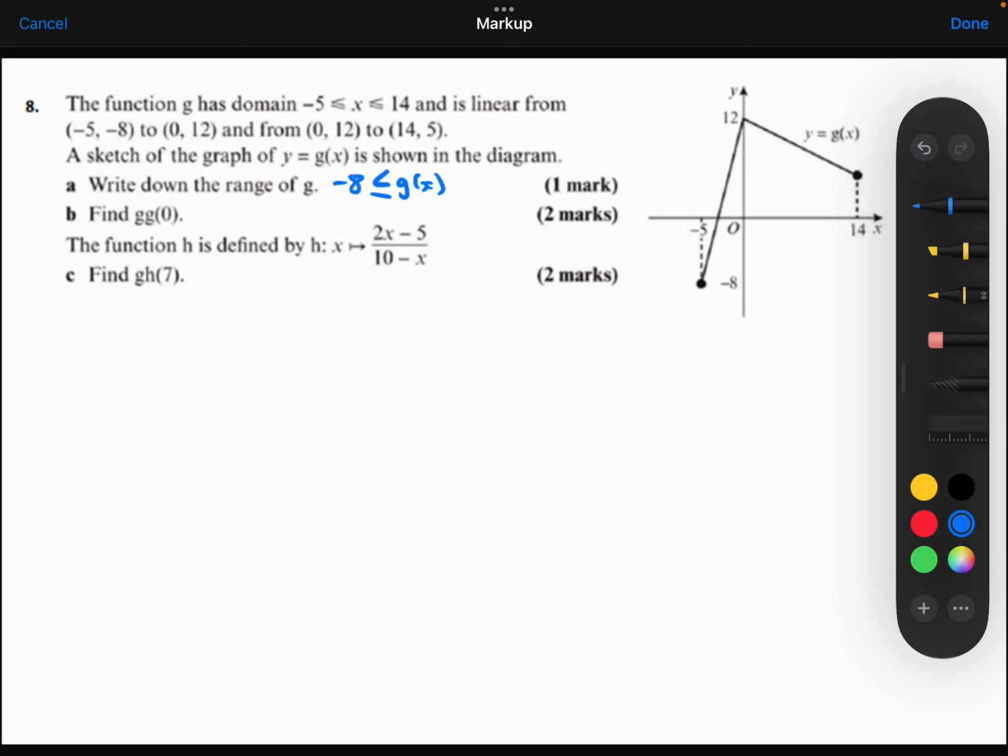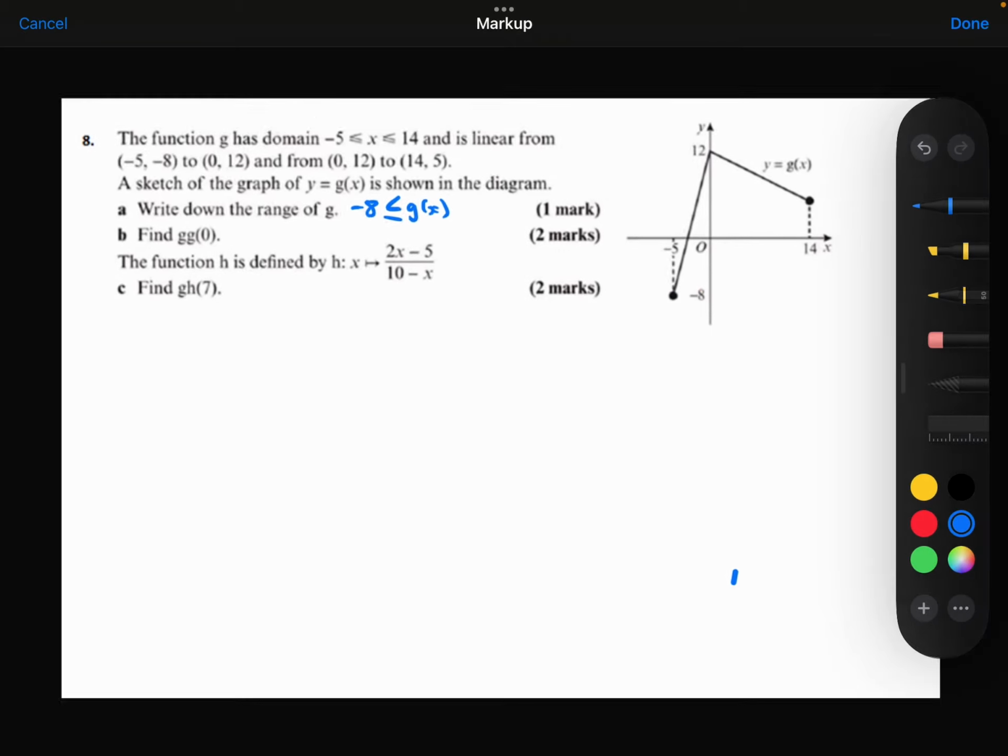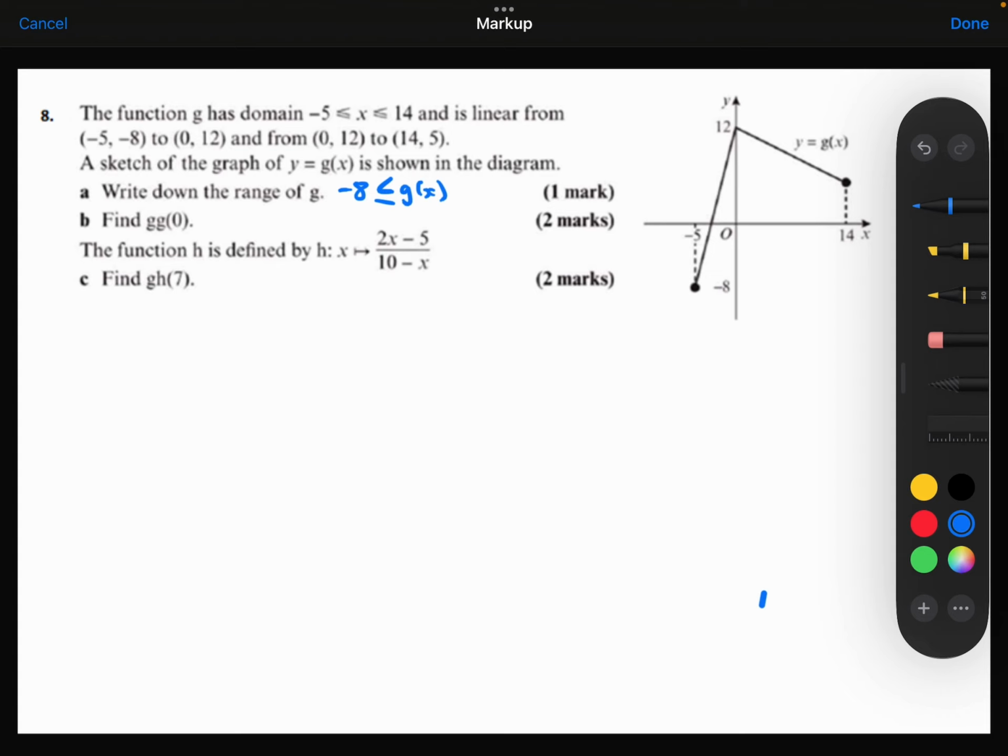It can equal -8 because x can equal -5. So g of x is greater than or equal to -8, but less than or equal to 12. Again, it can equal 12 because x can equal 0.